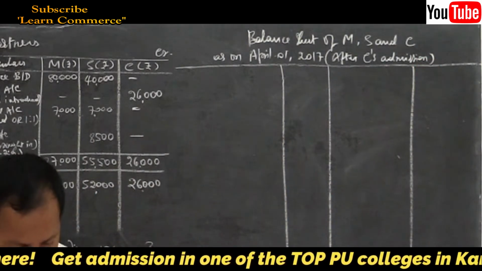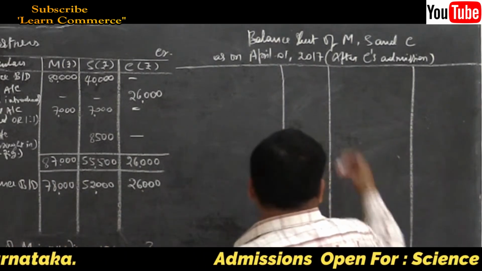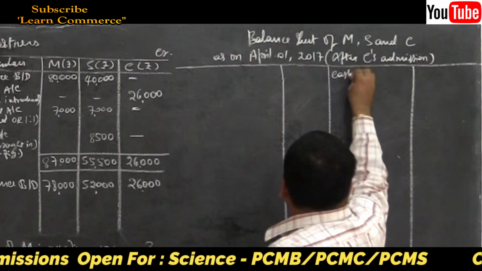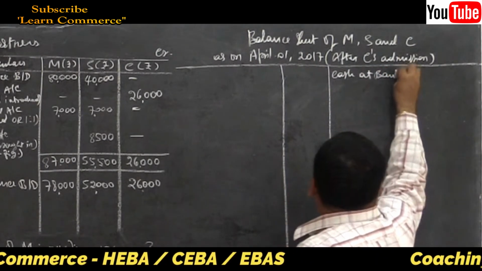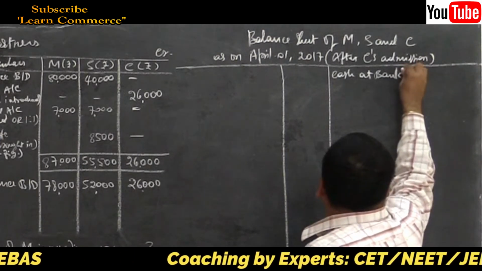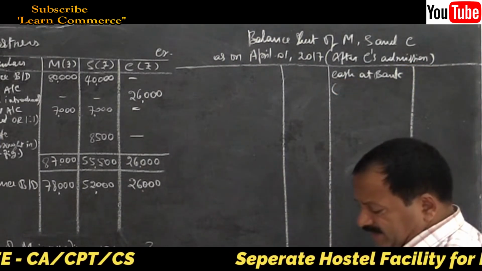Yes. Let me move on to the asset side. Cash at bank. Don't write debit credit here. It is a statement, it is a balance sheet. It is not an account at all. Cash at bank. Write here within bracket.